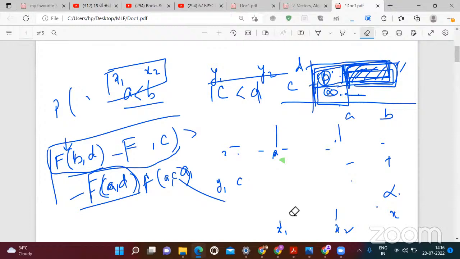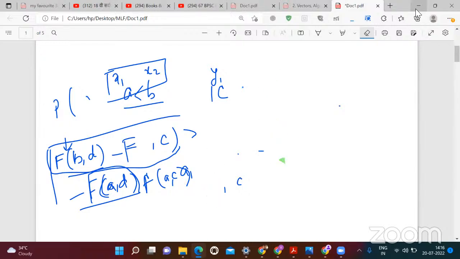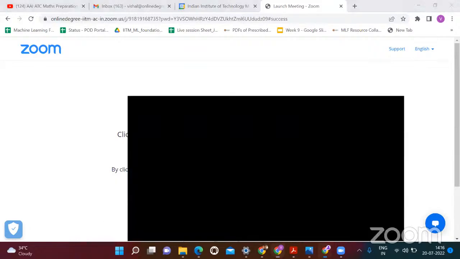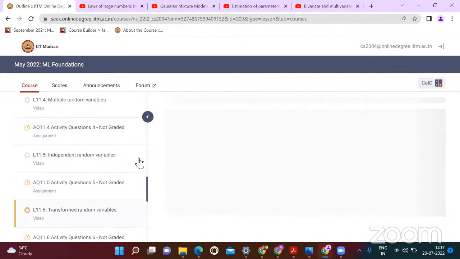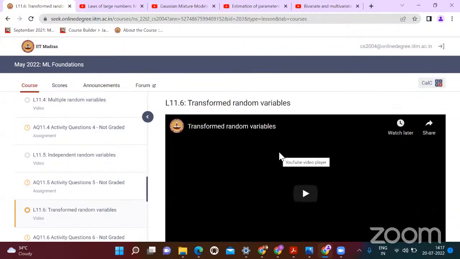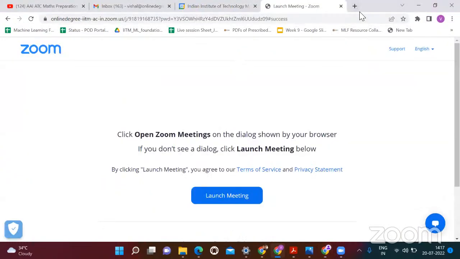So, in lecture 11.6 also, I have a problem in transforming random variables. If you can just tell us the concepts once again. Okay, 11.6, right? Okay, so I'll just go through the slide. So the transformation, yesterday we discussed it, but I'll go through that.